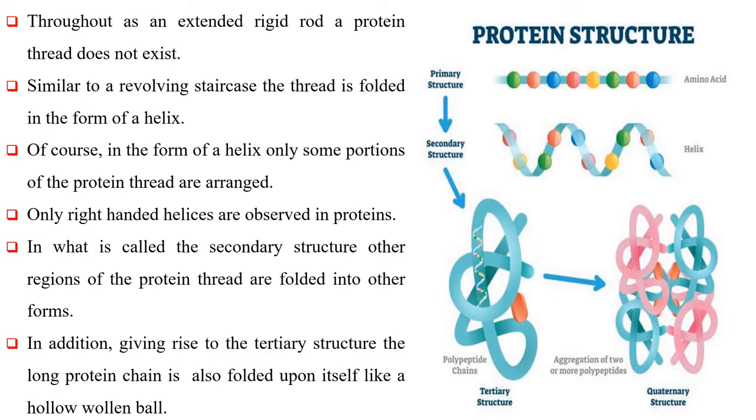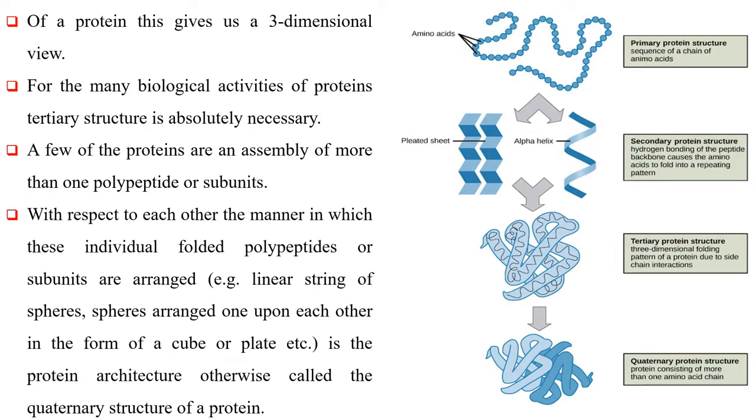In addition, giving rise to the tertiary structure, the long protein chain is also folded upon itself like a hollow wool ball. This gives us a three-dimensional view of a protein. For the many biological activities of proteins, tertiary structure is absolutely necessary. A few of the proteins are an assembly of more than one polypeptide or subunits. The manner in which these individual folded polypeptides or subunits are arranged with respect to each other is the protein architecture, otherwise called the quaternary structure of a protein.